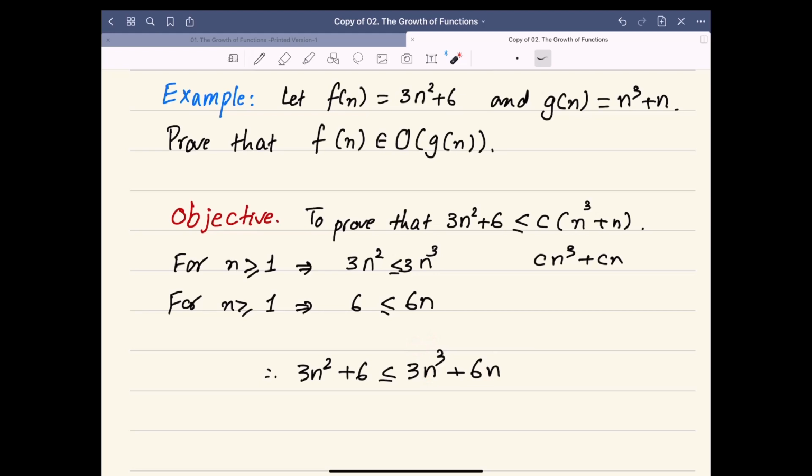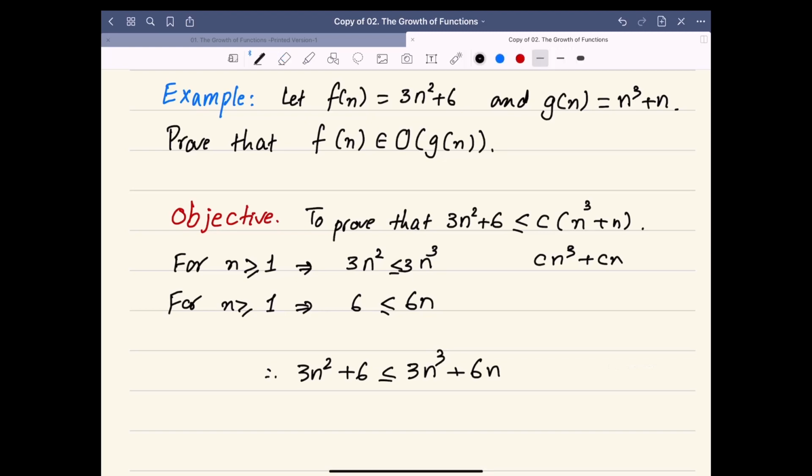And here, if you take a 3 common, what will you get? You will get n raised to power 3 plus 2n. And this equation is not the same as this equation. So we can go further. So let me erase this part. Sorry, I need to go back. Let me just erase this part.